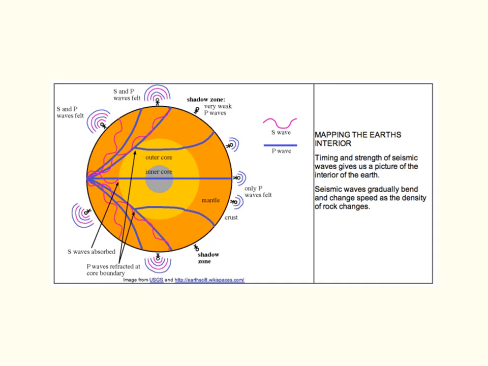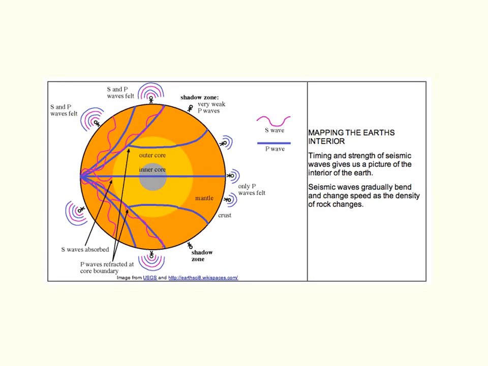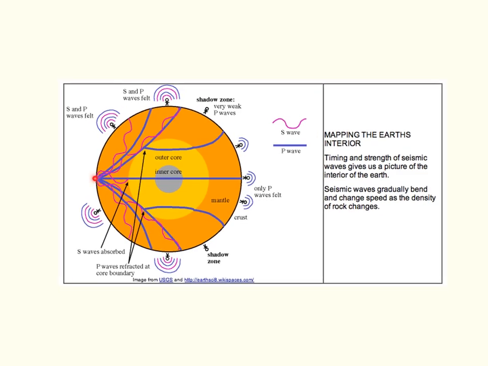Now if you look at this diagram at first, it seems very, very busy. But what we're looking at here is, right here, there is an earthquake, and seismic waves are traveling in every direction from that earthquake. They don't even show all the seismic waves. There's so many of them, but they're traveling in every single direction. And you can see that they're behaving differently depending on where they're going throughout the earth.